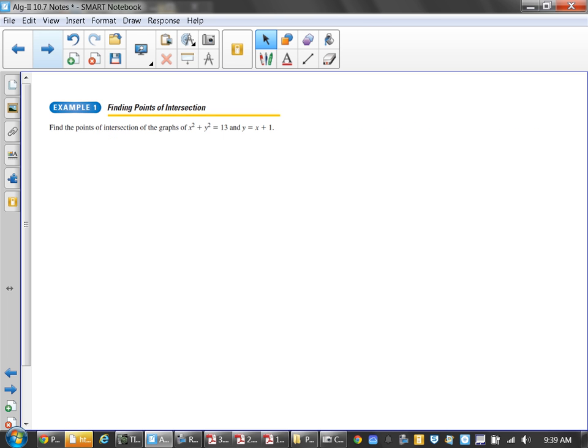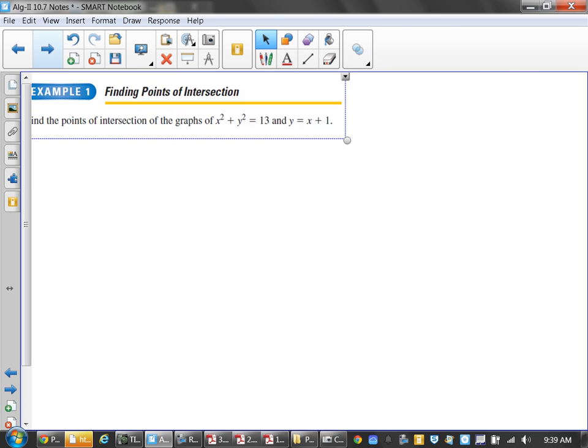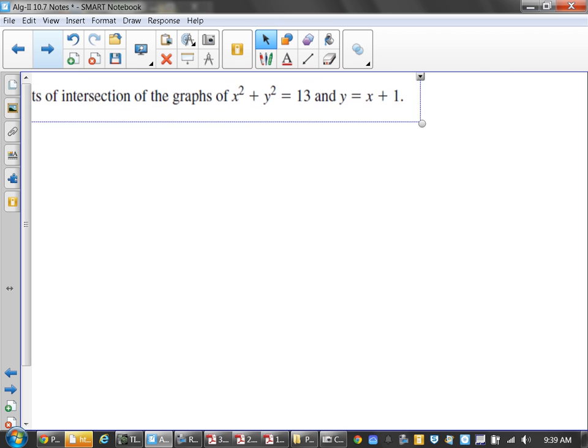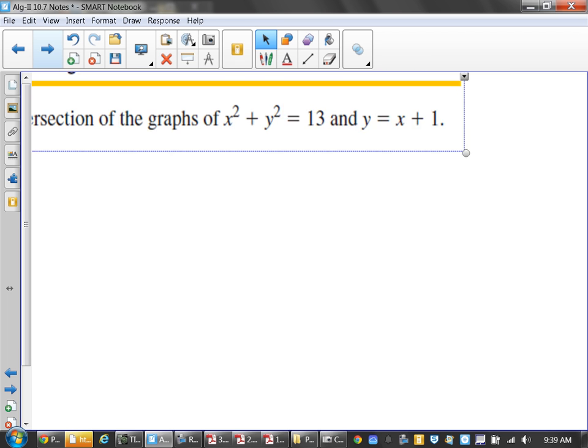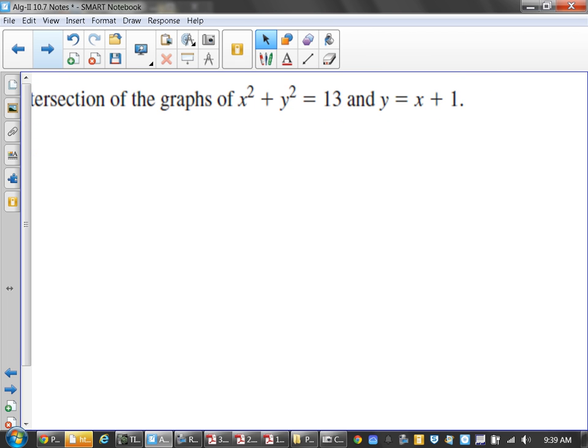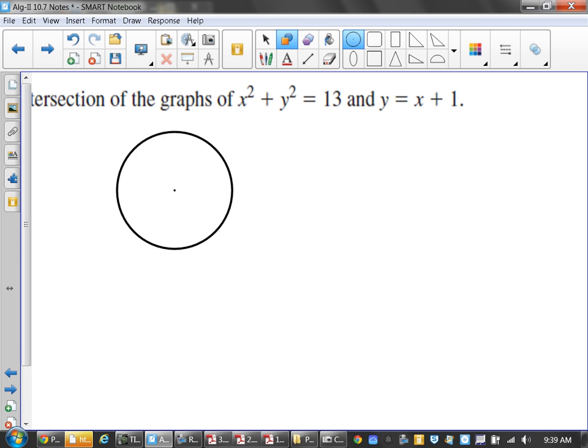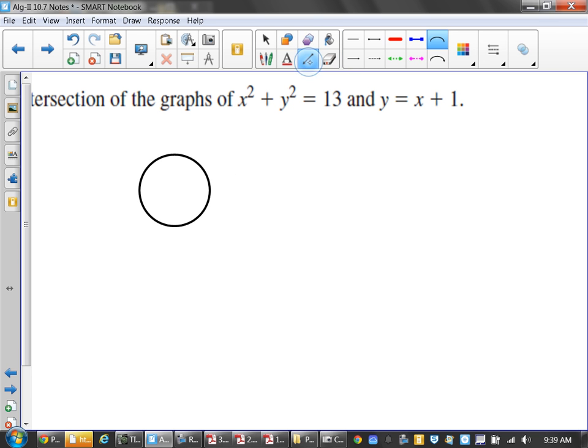So what I want to do here is start with something that is relatively simple. I'm going to start with a circle and a line, and figure out where a circle and a line intersect. Now think about, we're not graphing this. We're just doing this algebraically. Think about what a circle and a line would look like. It sounds like geometry.